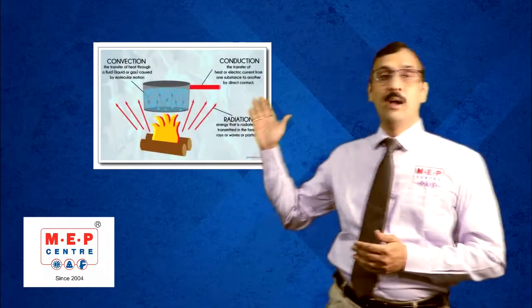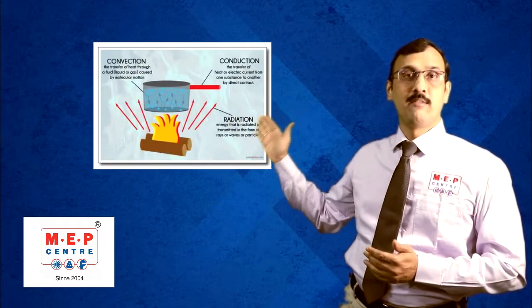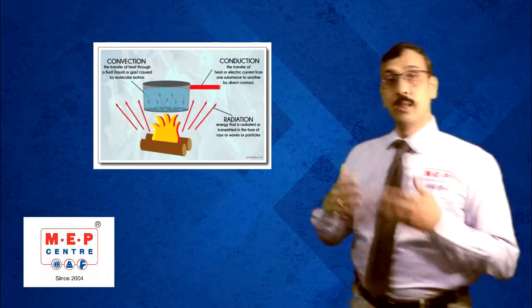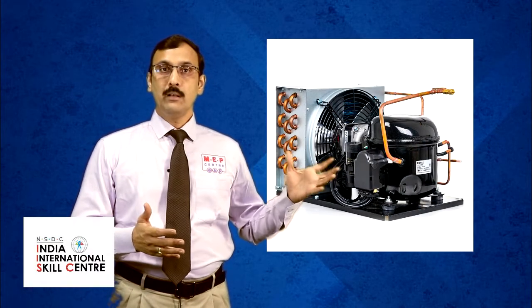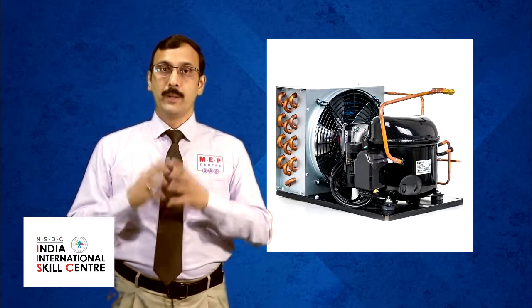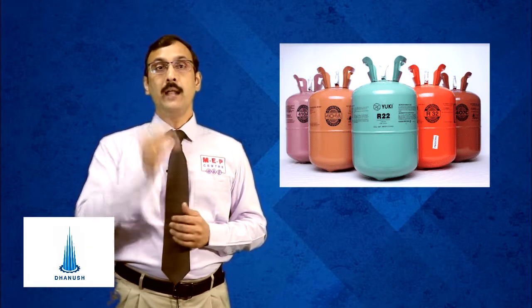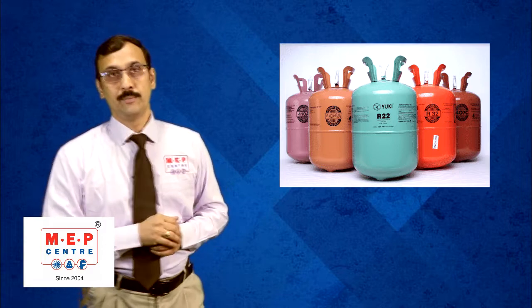In fundamentals, we will be learning about modes of heat transfer, which would be conduction, convection, and radiation. Then we learn about the basic components in an air conditioning machine, which could be compressor, condenser, evaporator, expansion valve, and other accessories. Apart from them, we also learn about different refrigerants and brine solutions.